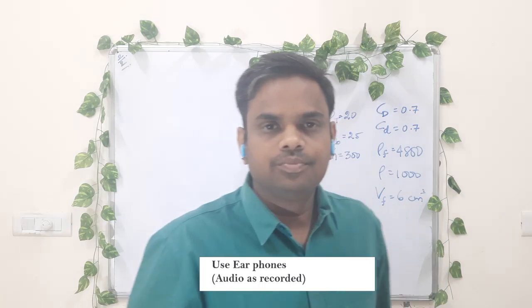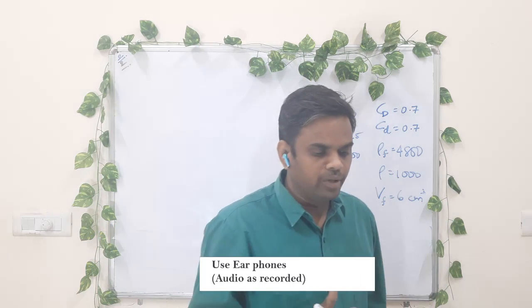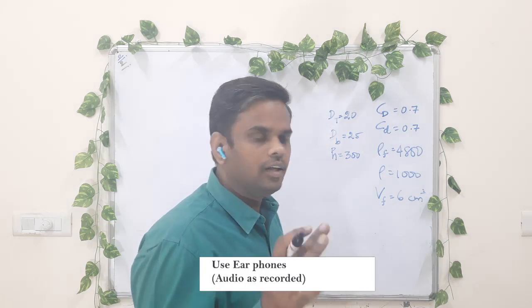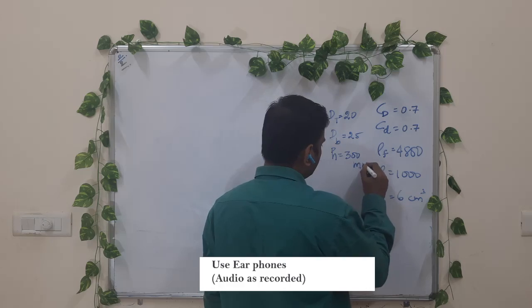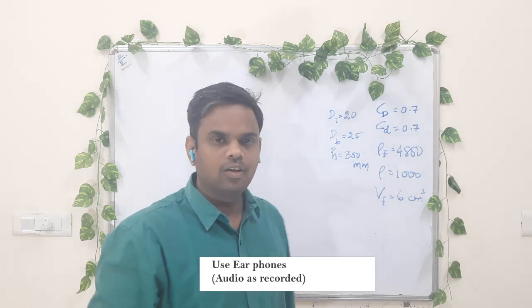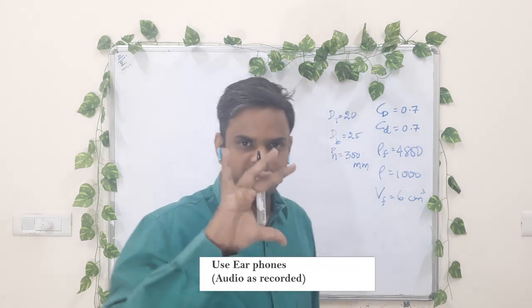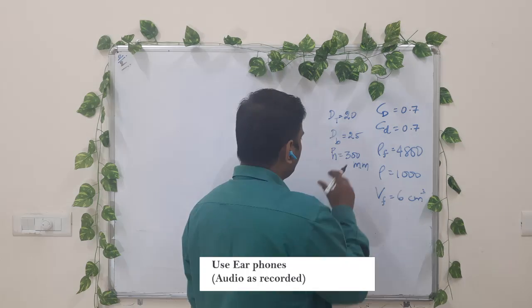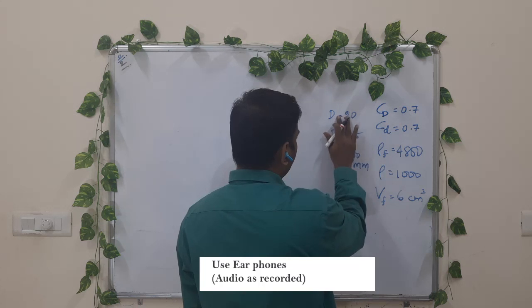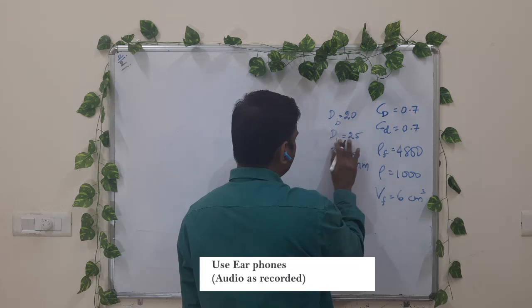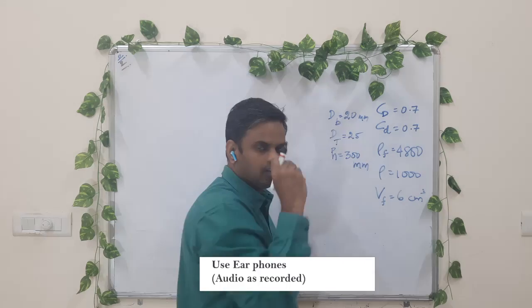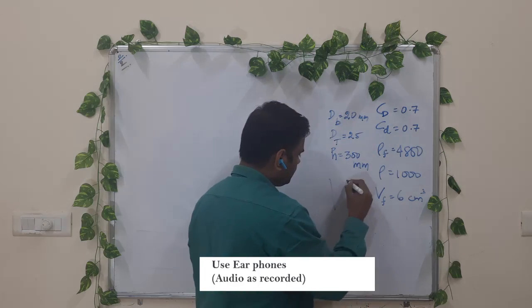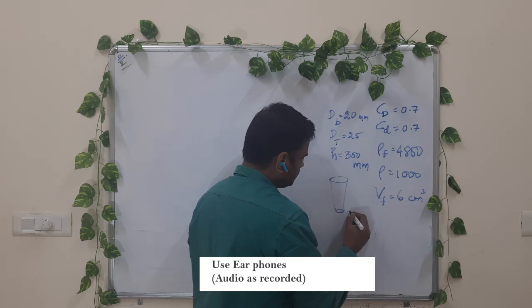Please take down the problem. Consider a rotometer of 300 mm length, that is 30 centimeters length, with a bottom diameter of 20 mm. You know that a rotometer is a tapered section. So here at the bottom, the cross-section area we have to find.